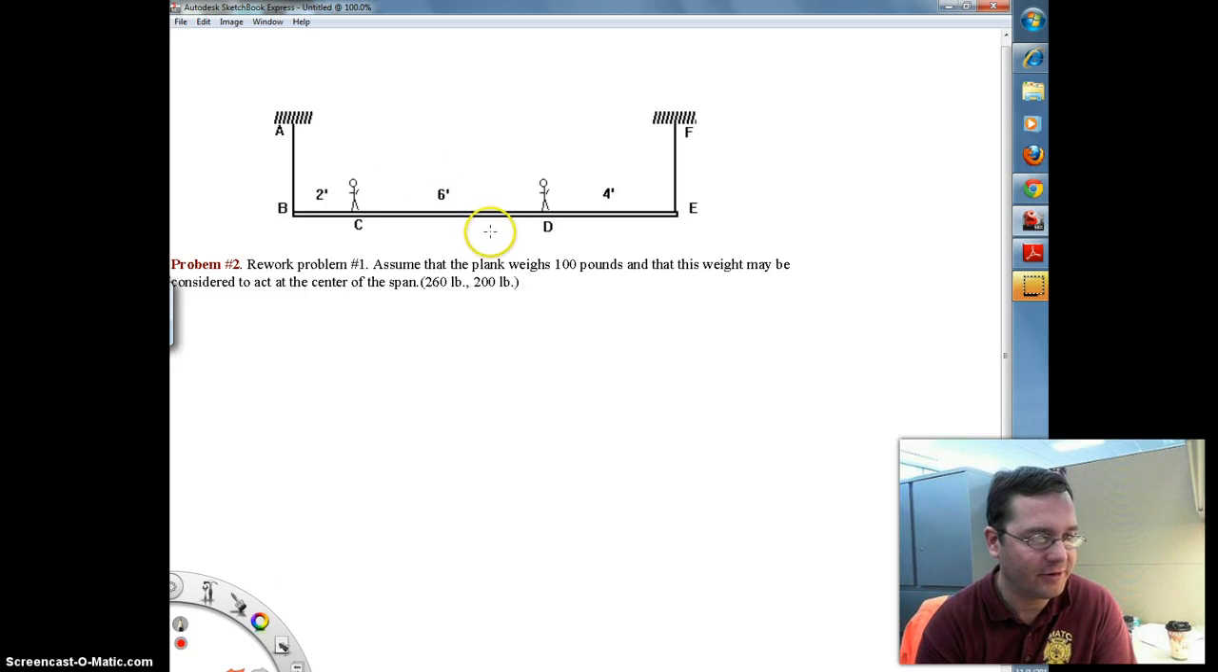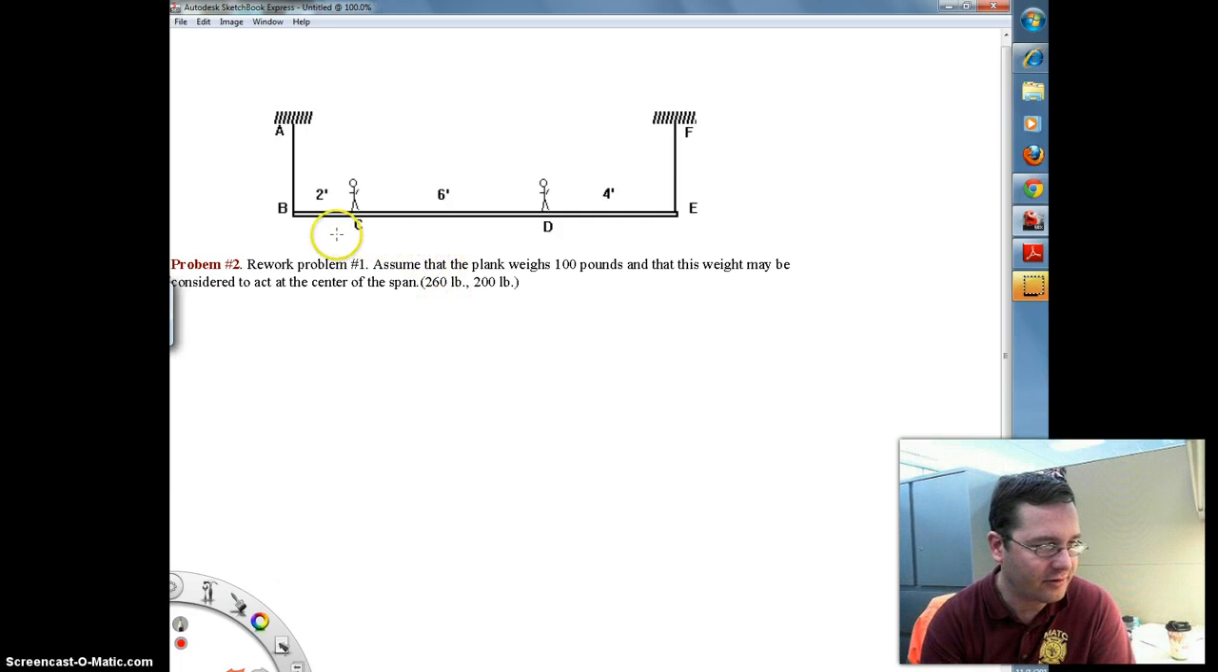The only difference is that in Problem 1 we made an assumption that the beam was weightless, which is a common assumption in structural engineering because relative to the load supported by the beam, the beam's own weight, that is to say the dead load, is small compared to the live load, the things that are placed on the beam.